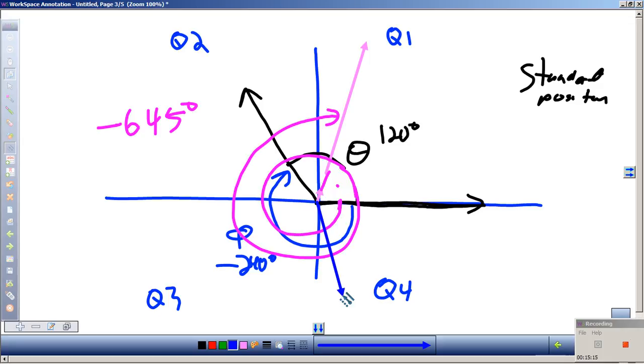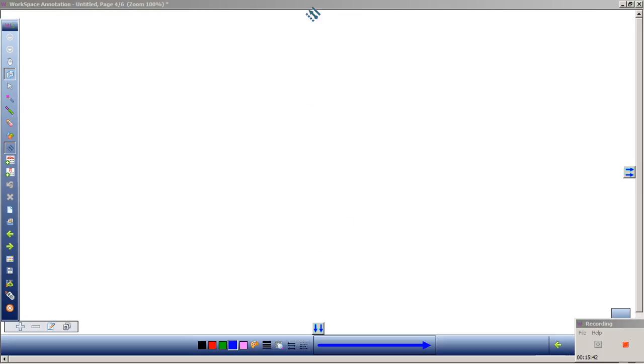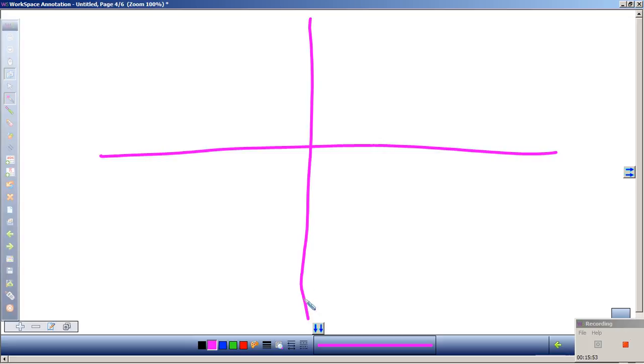Now we also need to start talking about radians. And some memorization you're going to need to do. They may have already done.